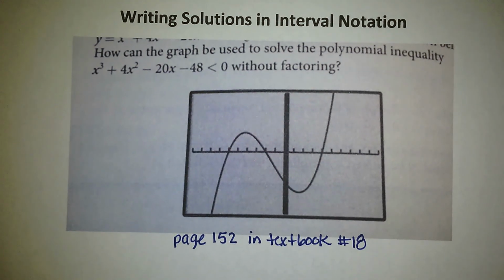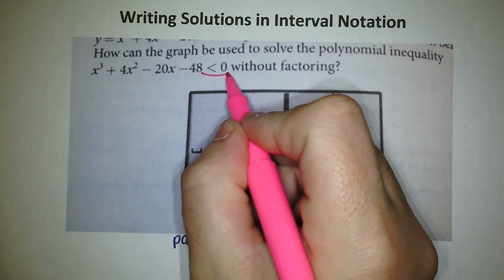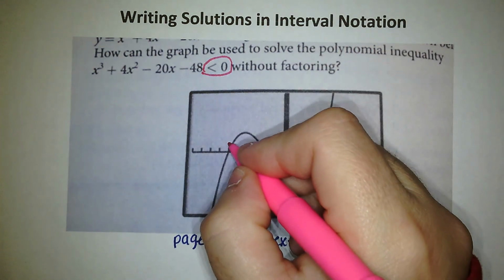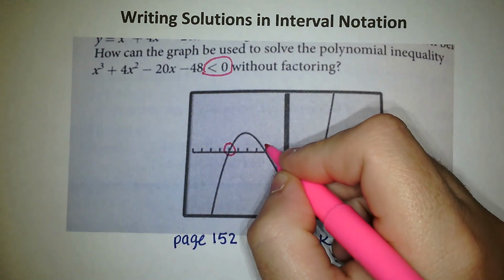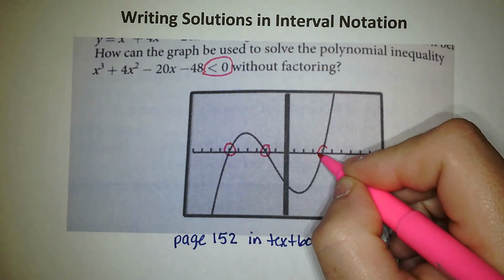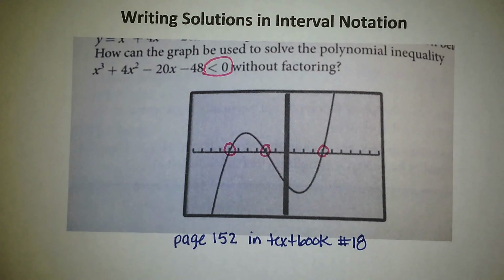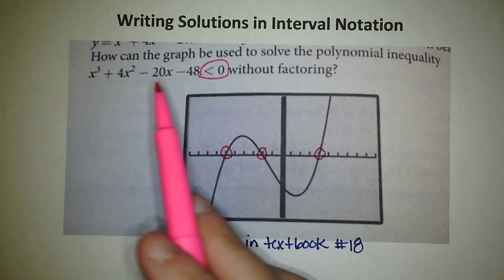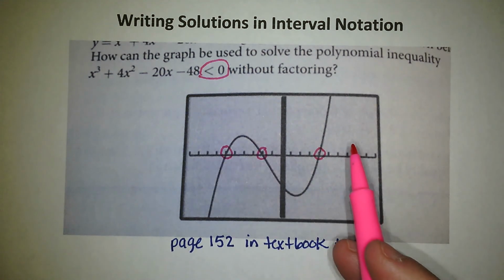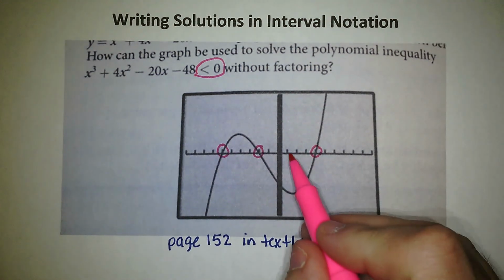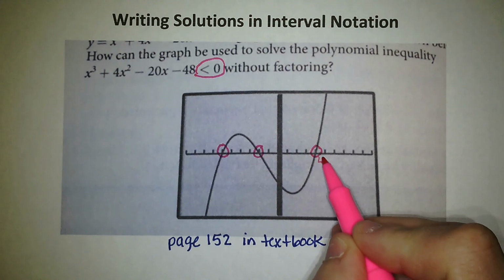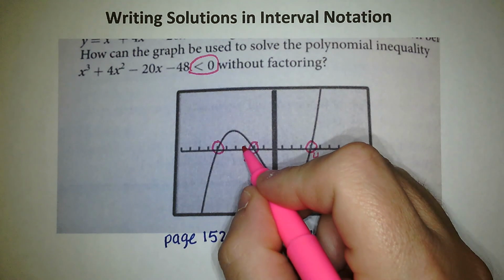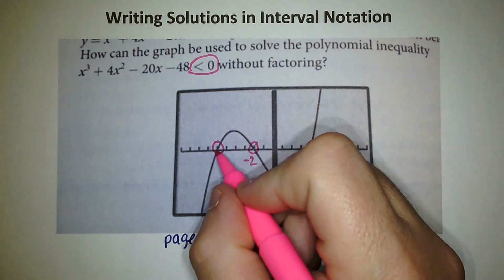The first thing you need to know is that this is a less than 0. Less than produces open circles. So we're going to have an open circle here, an open circle here, and an open circle here. And because this is drawn to scale on the x-axis, we're going to be able to count them and figure out what the values are. So this is 1, 2, 3. This is at 4. This is at -2. -2, -3, -4, -5, -6.